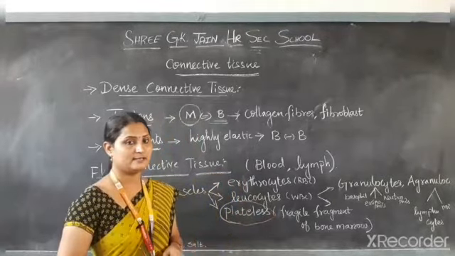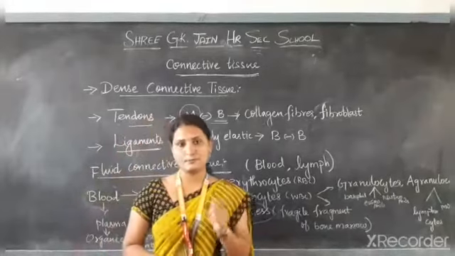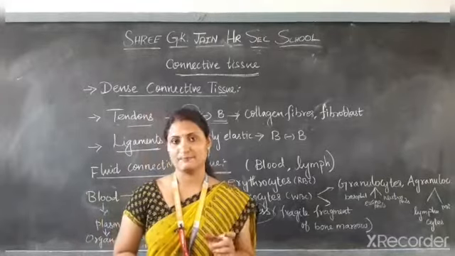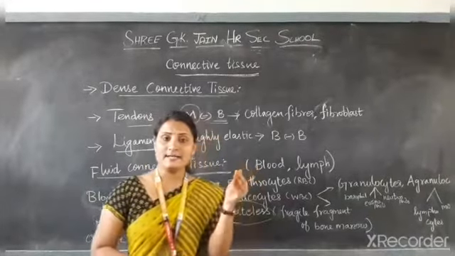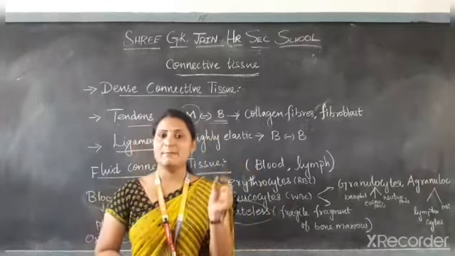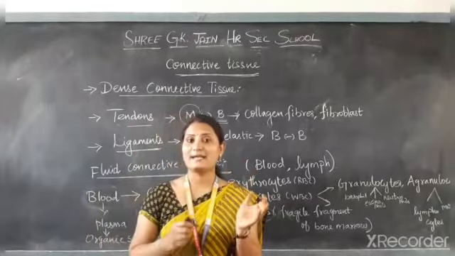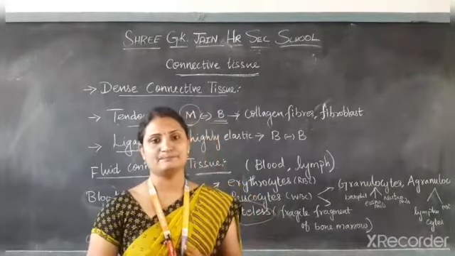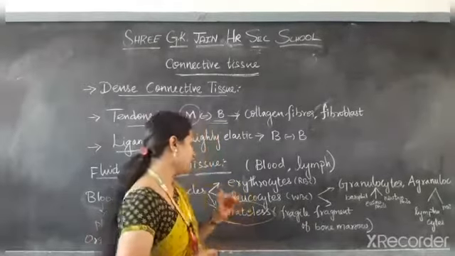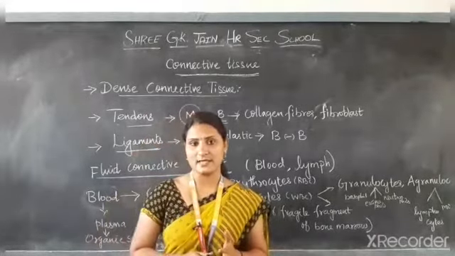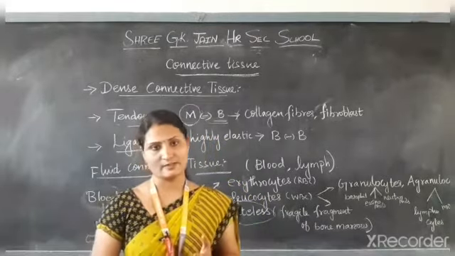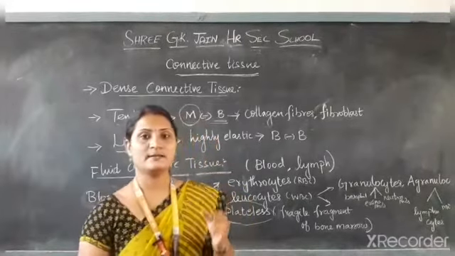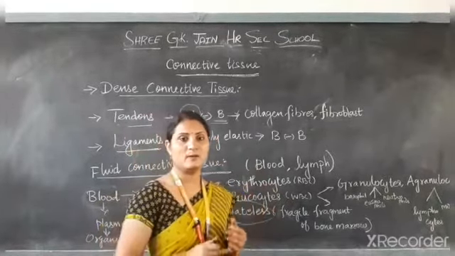The next one is lymph. Lymph is a colorless fluid in which plasma and WBC, that means white blood cells, are present. This lymph filters out from the blood capillaries. The main function of lymph is to exchange materials between the tissue fluids and the blood. So this is the function of lymph. So far we have discussed dense connective tissue and fluid connective tissues. In the fluid connective tissues, the topics covered are blood and lymph.